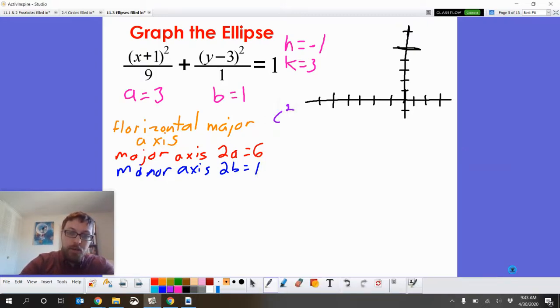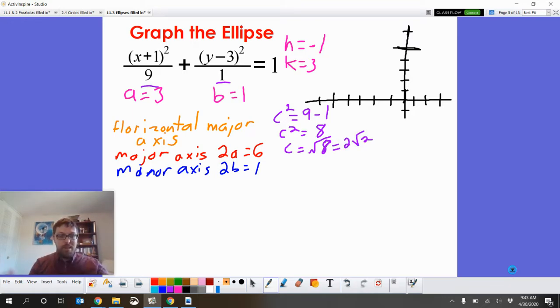So c squared equals our a squared, which happens to be right there, and there's our b squared. So 9 minus 1. So c squared equals 8. So c is the square root of 8. Now, if you want to, you could simplify that. It's 2 square roots of 2, or you could turn it into a decimal, or you could just leave it as square root of 8. Most of the time, we're going to make these things decimals anyway, so it doesn't matter too much. All right, let's move on.